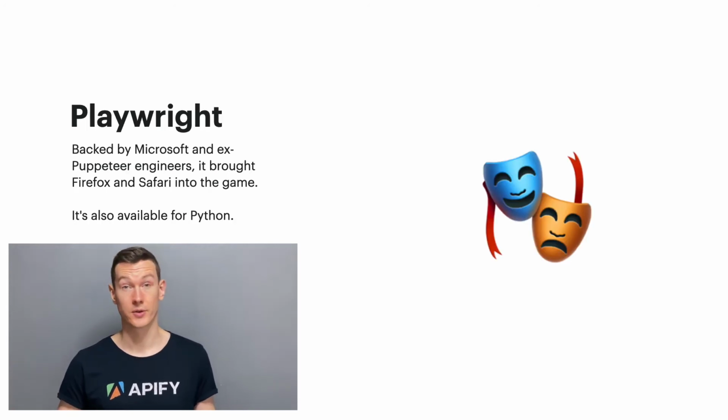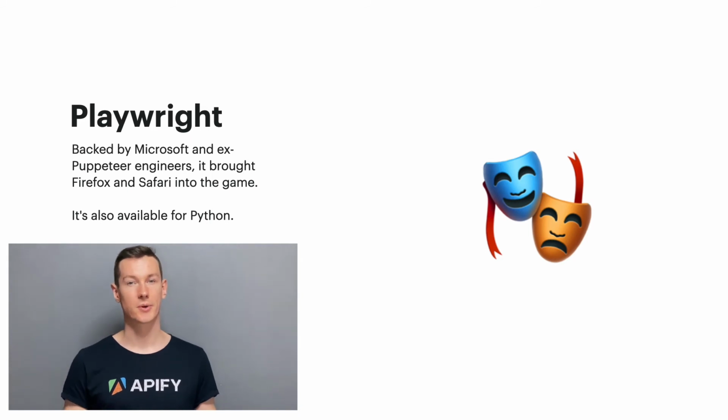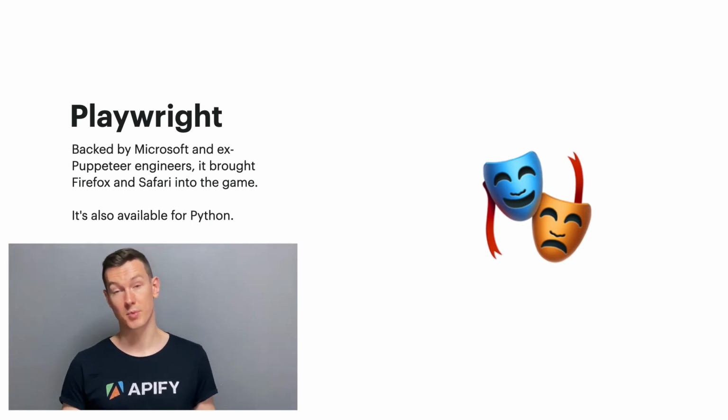Playwright, on the other hand, could also be called how Puppeteer should have been done in the first place. It's built by engineers who left Google and the Puppeteer project and joined Microsoft to build a new, better version of Puppeteer. Its most important feature is that it can control not only Chromium-based browsers, but also Firefox and Safari, giving you a much greater toolkit for scraping almost any website. Good news for Python users is that unlike Puppeteer, it has first-class Python support. If you've never used a headless browser, you should choose Playwright today.